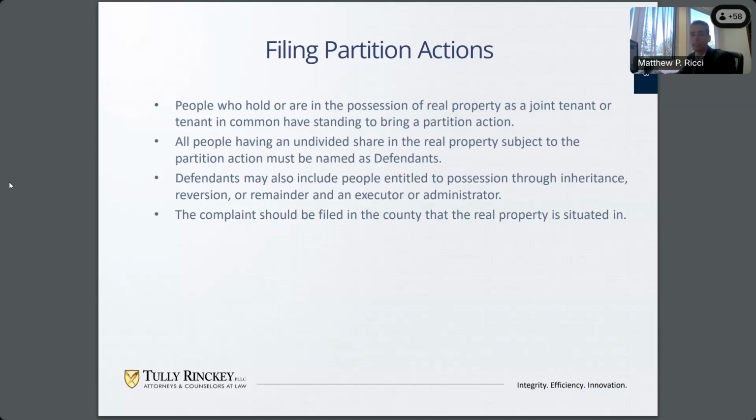Necessary defendants are set forth in Section 903 of the RPAPL. Necessary defendants include pretty much every person who has an undivided share or interest in the property that is subject to the action. And they may have an undivided share or interest either through actual possession, constructive possession, inheritance, reversion, remainder, or as an executor or administrator on behalf of an estate.